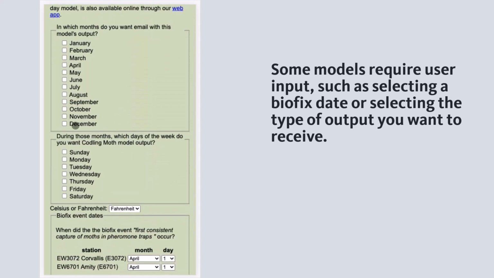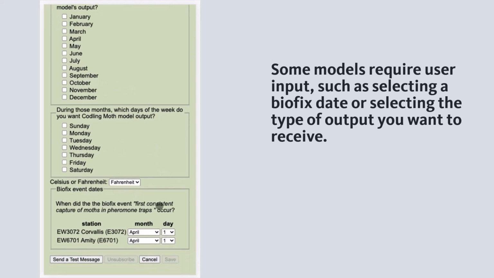So same as before, you just select when you want to receive the emails, but for this one, the biofix event states: when did the biofix event, first consistent capture of moths in pheromone traps, occur? And so this will require you to put in when you first trapped codling moth, for example. Different models require different inputs, and in different stations you can choose differently because that might be different if you're in Southern Oregon versus Northern Oregon, or if you're in Montana, or if you're in Louisiana, monitoring these different areas. You can select that based on the station. I don't want to add this one, so I will click cancel.